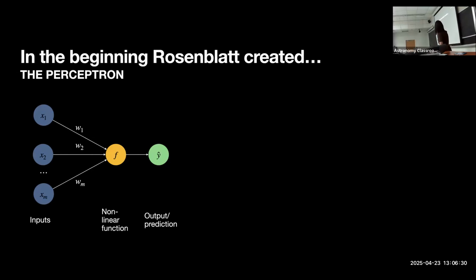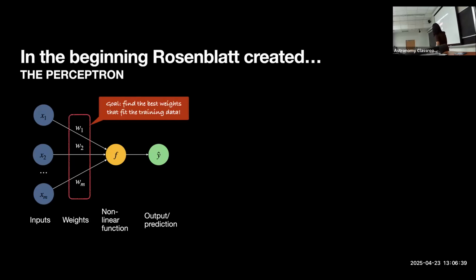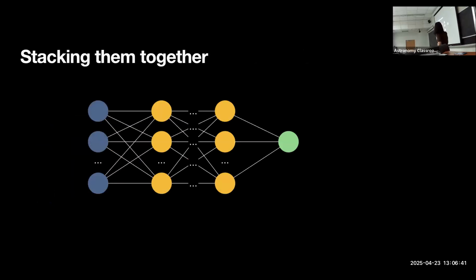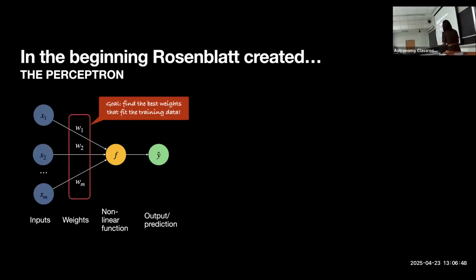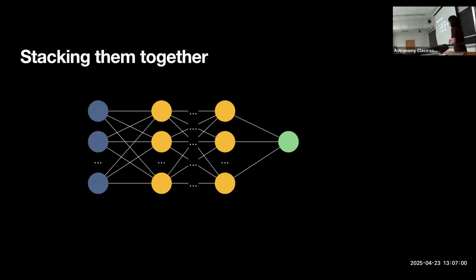And you have a bunch of weights and a nonlinear function. So the idea is you will be able to find the best weights such that you can make the best prediction given the training data. What's interesting about this framework is you can actually stack them together to make something much more complicated.